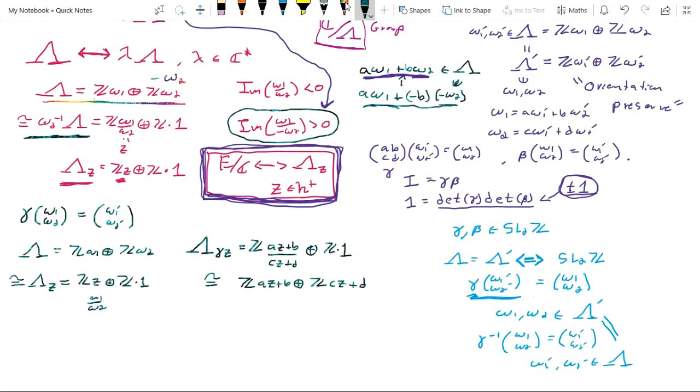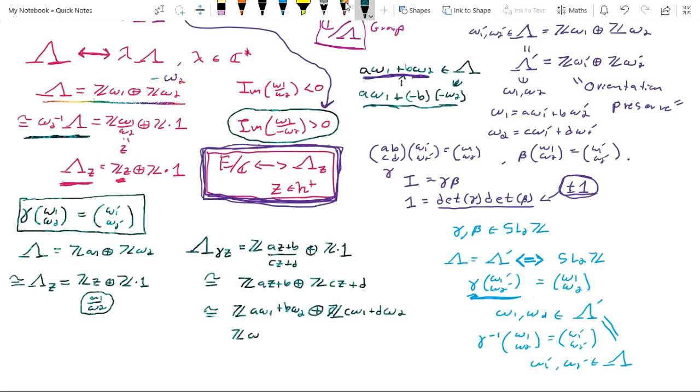But z is omega 1 over omega 2. So again, as far as the associated elliptic curve is concerned, I can multiply this lattice by omega 2 to get the equivalent lattice, which is the integer span of a omega 1 plus b omega 2 and c omega 1 plus d omega 2. But we said that a omega 1 plus b omega 2 is just omega 1 prime. So this is the lattice spanned by omega 1 prime and omega 2 prime.